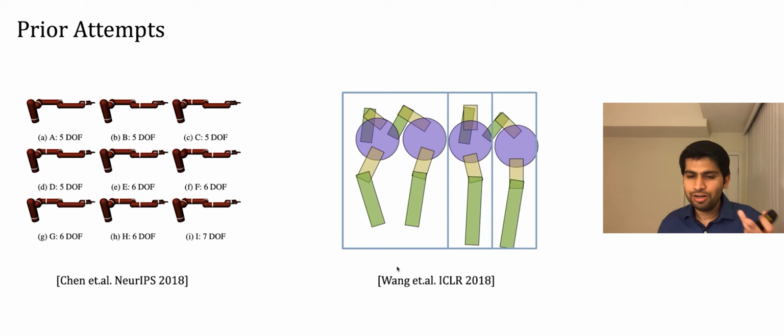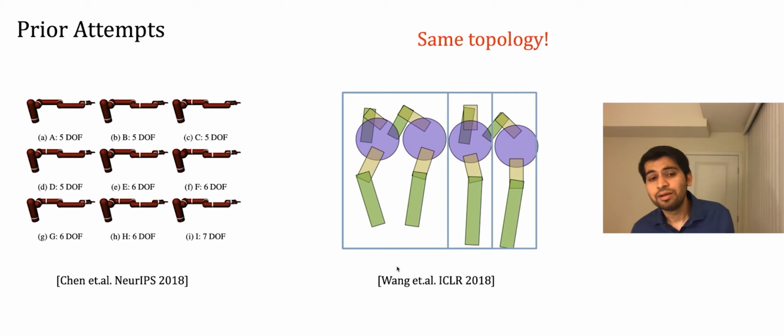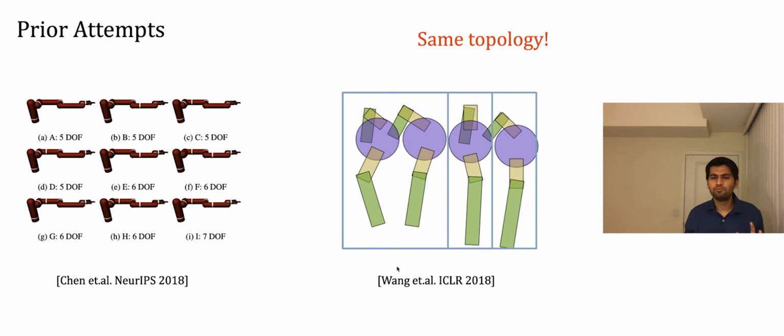So what you can notice over here is that these approaches are very limiting in the sense that they assume that the topology of the robot is the same, because it's very hard to imagine how you would even generalize to a robot with a different topology, right? So the question of generalizing across robots or building a general purpose controller is actually a very hard one, and something which has not yet been addressed in the literature.